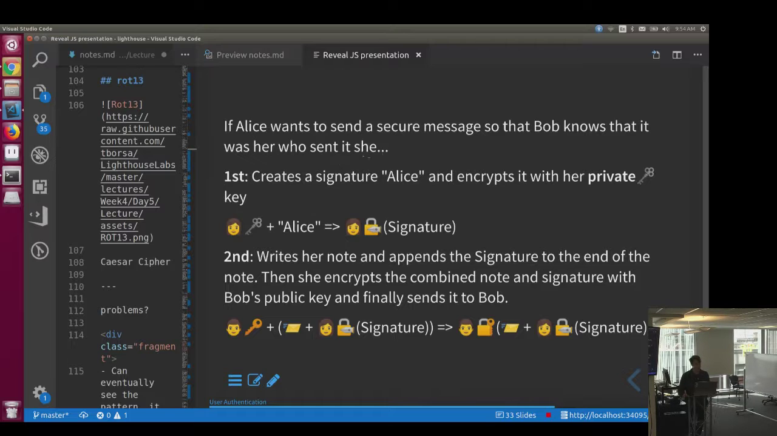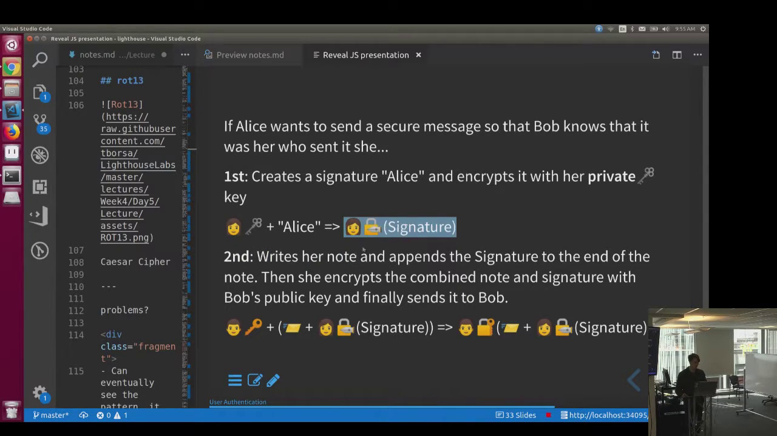So if Alice wants to send a secure message so that Bob knows it was her who sent it, first she's going to create what's called a signature. She takes some text, which can be as simple as her name, Alice, and she encrypts it with her private key. So Alice's private key plus the word Alice creates her signature. It's a jumbled, encrypted bunch of text, encrypted with her private key.